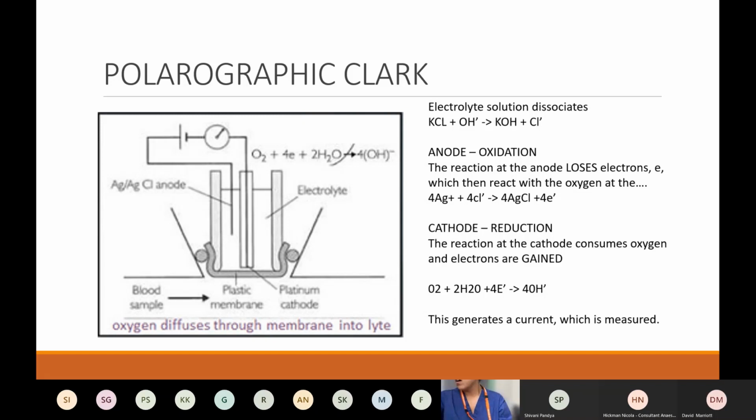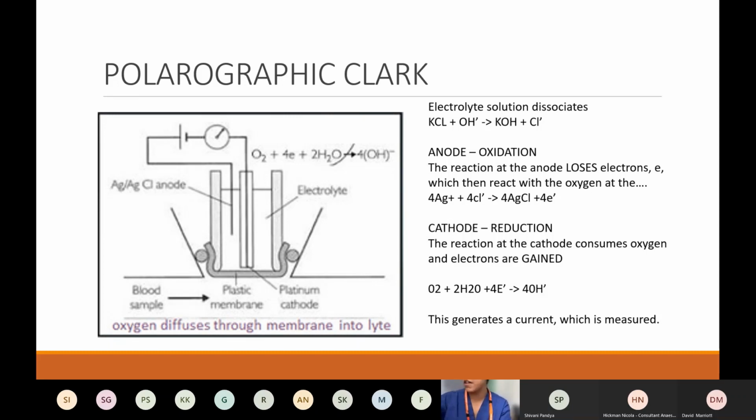So within this picture, you can see that on the bottom, blood sample is moving across, and there's a plastic membrane. So that plastic membrane is there to provide a barrier between the blood and the electrolyte solution, and it allows diffusion of oxygen across into the electrolyte solutions. That's what's shown. And then there are two electrodes that have reactions going on based on the oxygen.